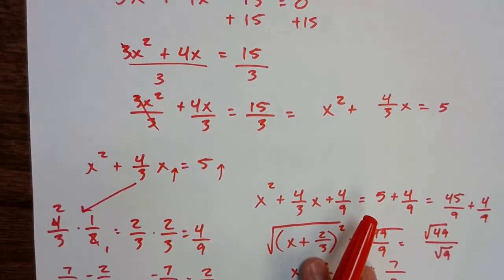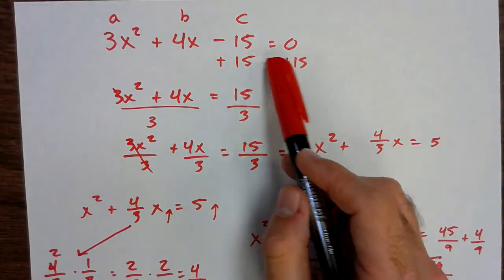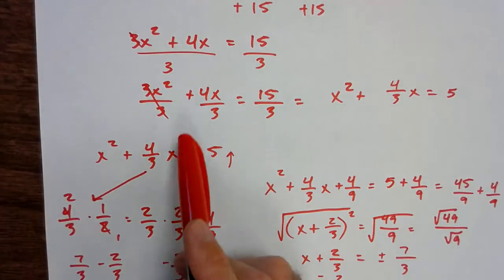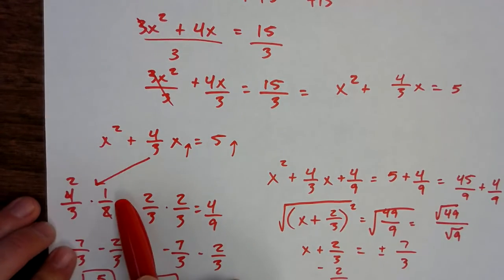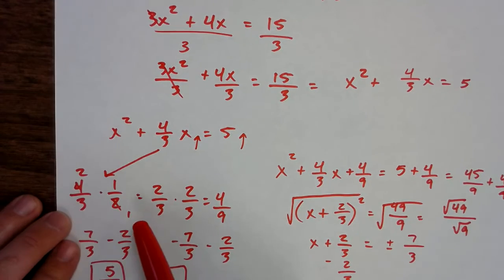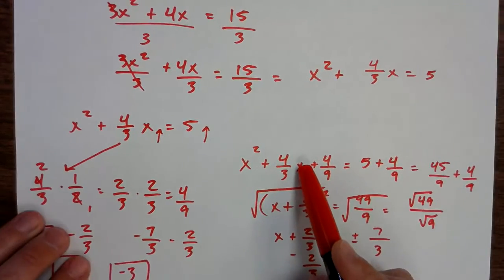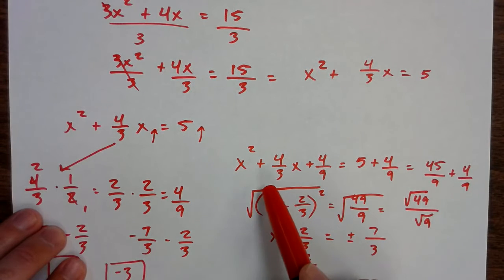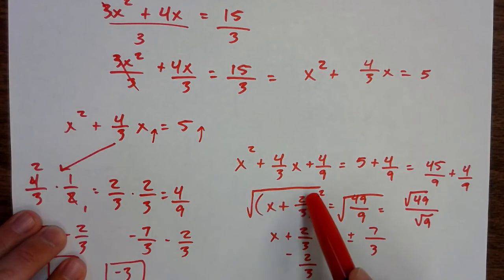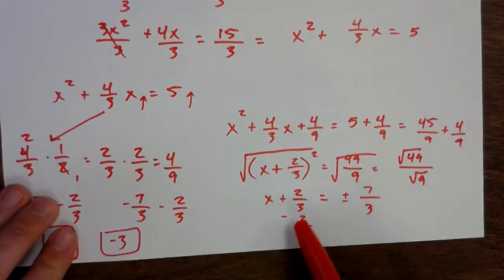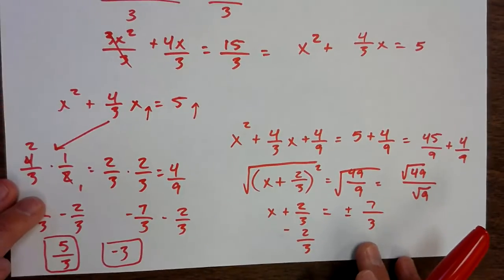So in review, real quick, to complete the square: move your C term. Second step, get rid of your A term. Third step, pull the B term down, divide it by 2, which is the same as multiplying by 1/2. Then square it and add it to both sides. Create your perfect square, so we're factoring here. That gives us this. Take the square root of both sides, and you'll work yourself to an answer.